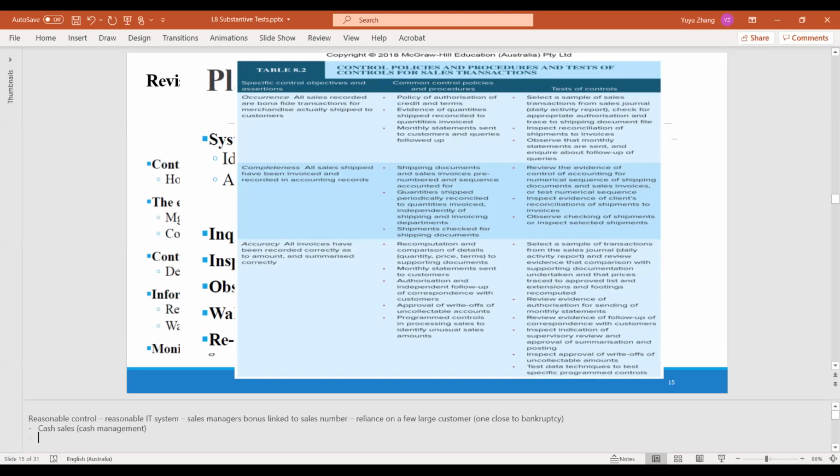They got the sales managers' bonus linked to the sales numbers. So they have incentive to boost or overstate sales. So I would focus on existence or occurrence for sales.